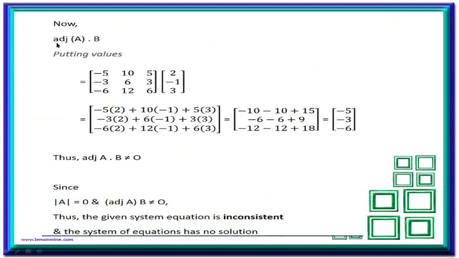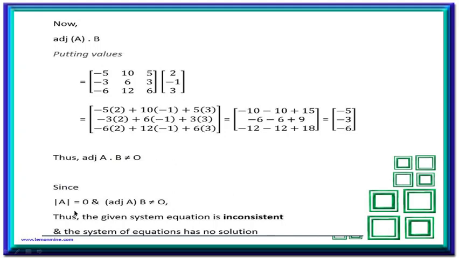Now what we have to do? We have to put the values in adjoint A into B. Adjoint A matrix into matrix B, and we will multiply. This is 3 by 3 matrix, this is 3 by 1 matrix, so multiplication is definitely possible. And what will be the order of resultant matrix? 3 by 1. So we will multiply, and after simplifying we are getting a 3 by 1 matrix, minus 5, minus 3 and minus 6. So thus adjoint A into B is not equal to 0. This is not a 0 matrix.